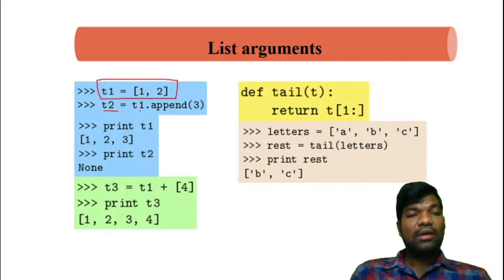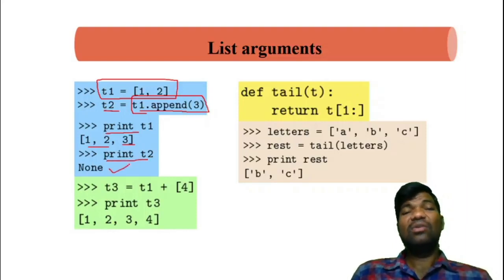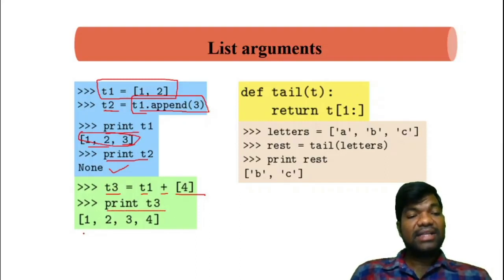Next, coming to another one: T1 equals 1 comma 2, that is one list. T2 equals T1.append(3). So what is T1 now? 1, 2 is there, and you are adding 3. But that append result is assigned to T2, and T2 is None; there is no list in T2. Now consider T3 equals T1 plus 4. T1 here is 1, 2, 3, and you are adding 4. So finally, print T3 gives 1, 2, 3, 4.